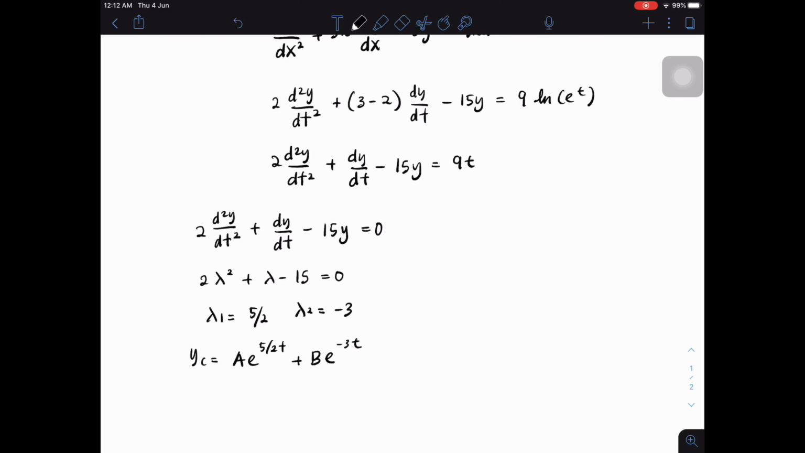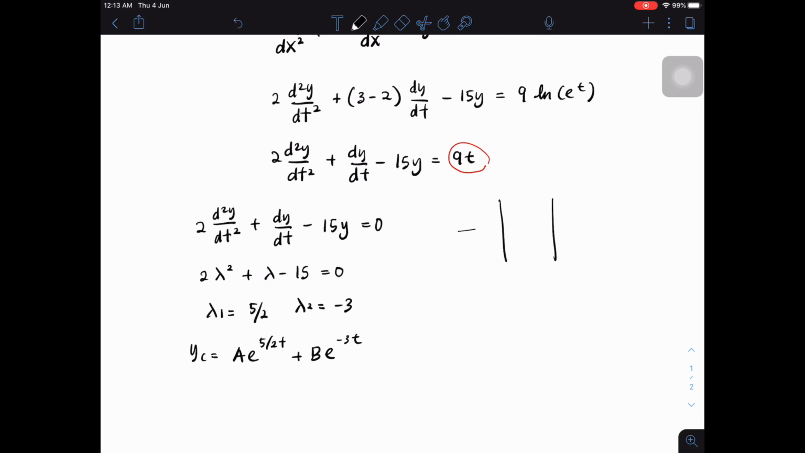Now we have our f(x) as 9t. This one is a polynomial, so it's easy for us to just compare it with c x^n e^(rx). Let's do a comparison to decide what our yp is. So our c is 9. Now x is t, so we change x to t. Our t is t to the power of 1 and we have no exponent, therefore our exponent is actually 0 times t, equal to 1.